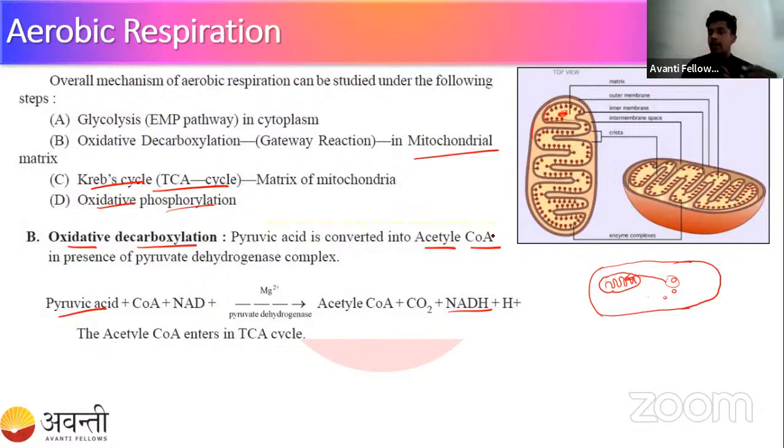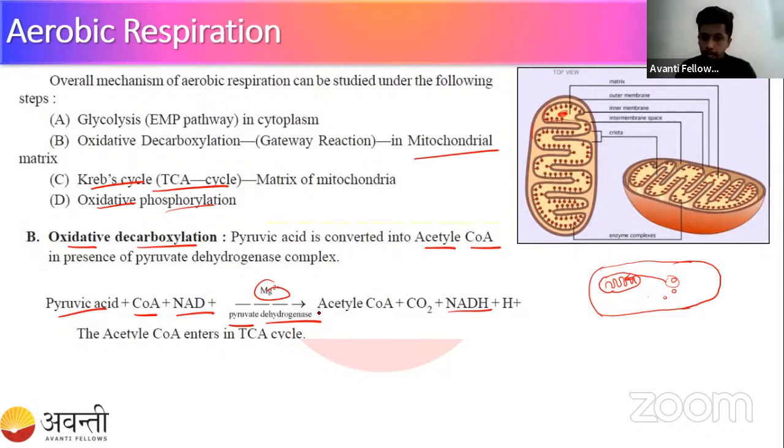There are various complex enzymes and byproducts that play an important role to accomplish this process. We have pyruvic acid, which was produced. It combines with CoA, and then with NAD plus in the presence of magnesium ion and a very important enzyme called pyruvate dehydrogenase. Very important to remember this enzyme, because if the question is asked who conducts the process of oxidative decarboxylation of pyruvic acid, your answer should be pyruvate dehydrogenase.